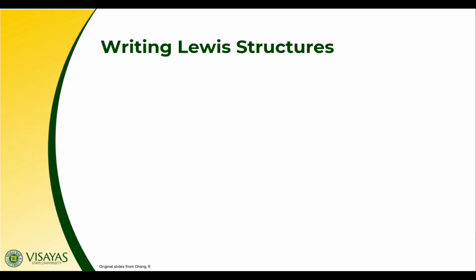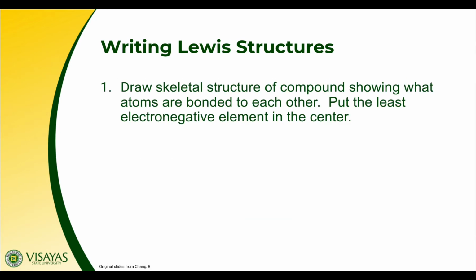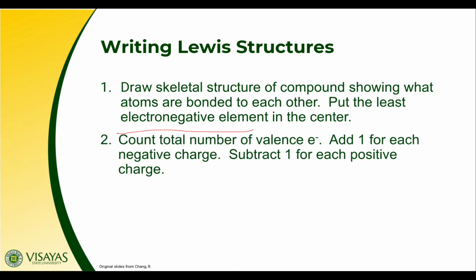Now, how do we write Lewis structures? First step is we draw the skeletal structure of a compound, showing what atoms are bonded to each other. Here we put the least electronegative element. So we will compare the elements present in a certain compound, and then the element which has the least electronegativity value will be put in the center.